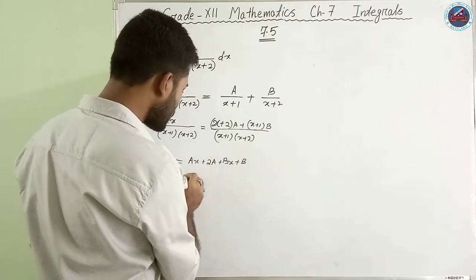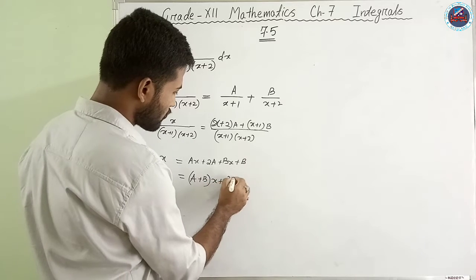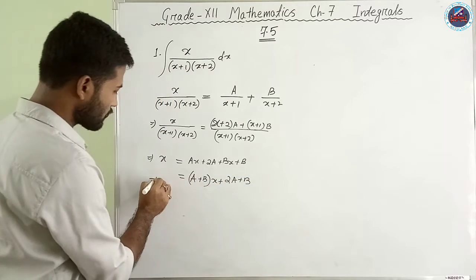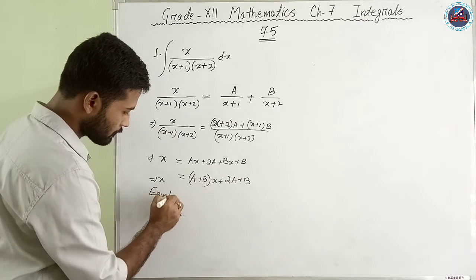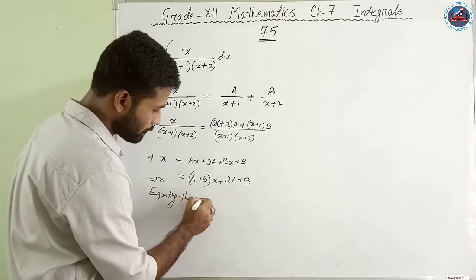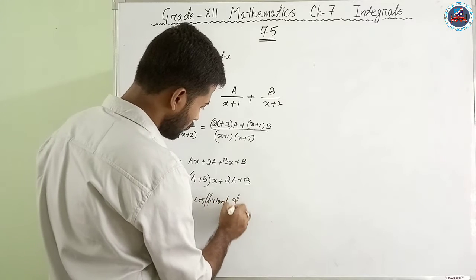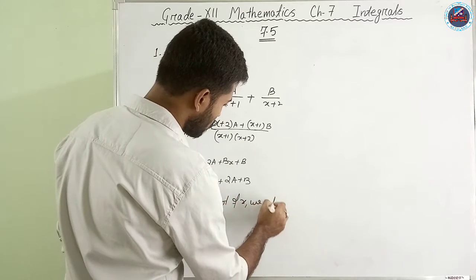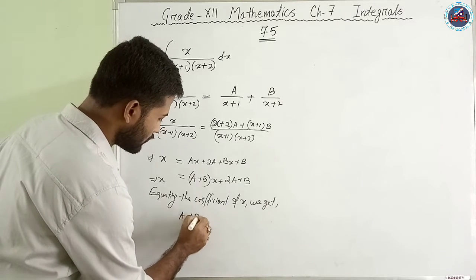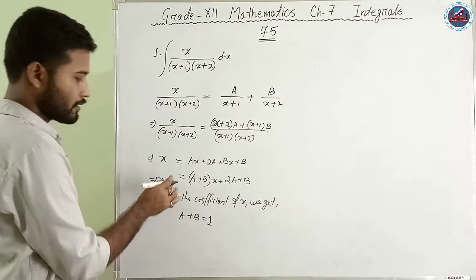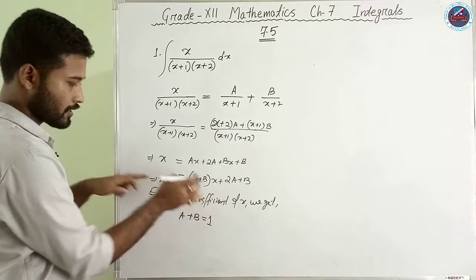Fine. And what is that? That is equal to (a plus b) into x plus (2a plus b). So this is our x. Now if we equate the coefficients of x, what do we get? We get a plus b is equal to 1, isn't it? Because here the coefficient of x is 1 and here the coefficient of x is a plus b.